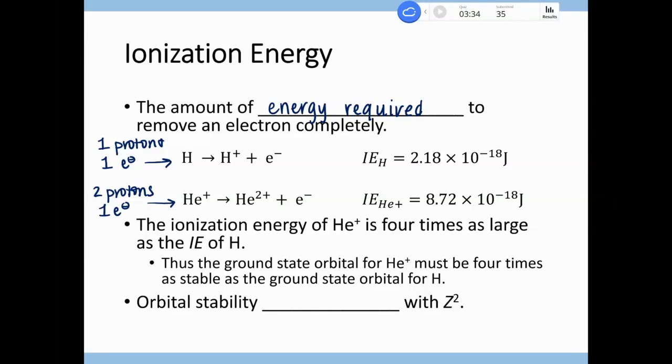So a higher number of protons generally means that more energy is required to remove an electron. This also indicates that the orbital energy of helium's 1s shell is lower, so it is a more stable orbital, because more energy is required to remove an electron than from hydrogen. So orbital stability increases with Z, which is atomic number, which is number of protons.